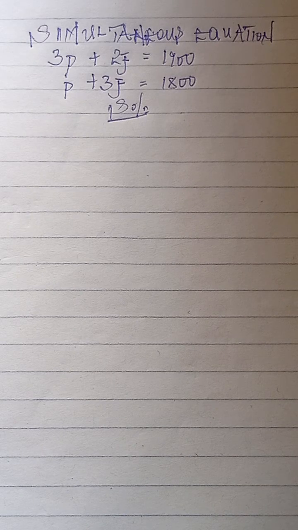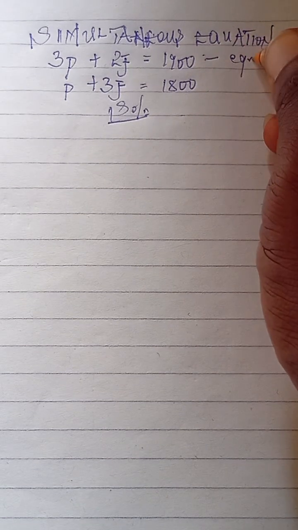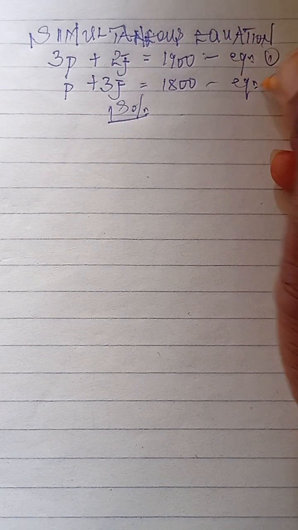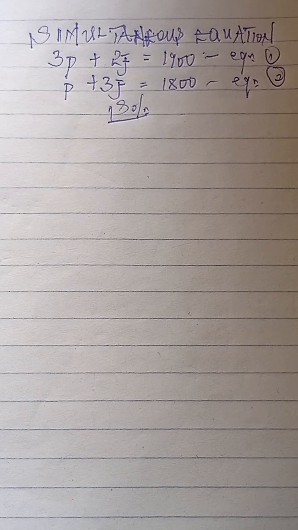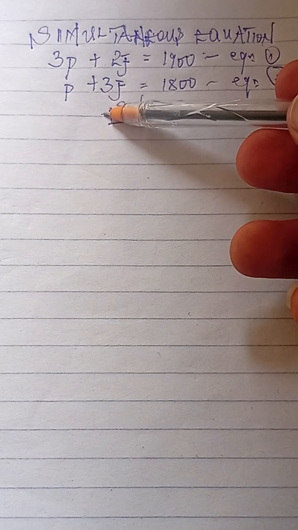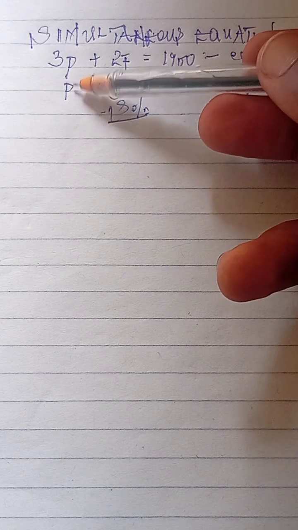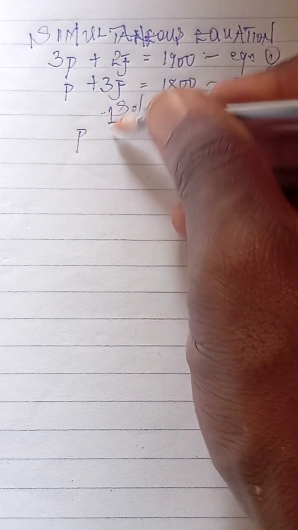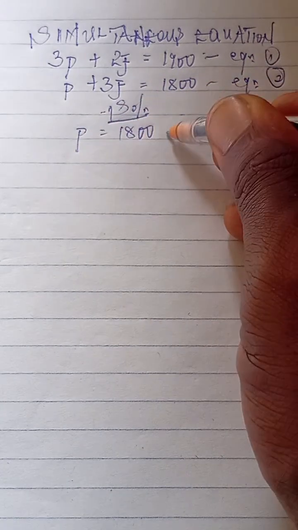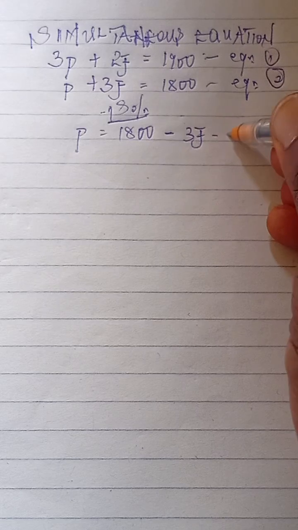Now this is how the substitution method works. Look at both equations that you have: this is equation 1 and the second is equation 2. Look out for the variable that has a coefficient of 1 and use it to solve as your equation 3. It's easier that way. It is a no-brainer here that equation 2 has p with a coefficient of 1. As such, we can easily work with equation 2, and that would be p equals 1,800 minus 3f, and this is equation 3.